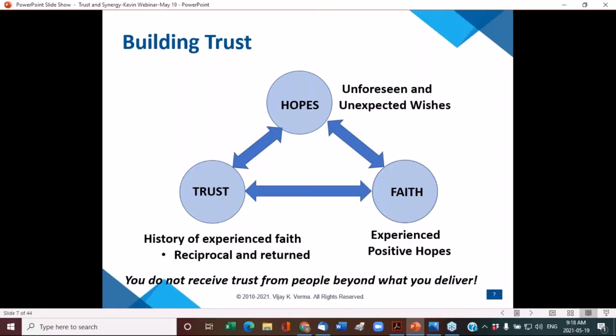But just remember, you do not receive trust from people beyond what you deliver. If you are not ready to satisfy their hopes and build faith, people will also not do that for you.